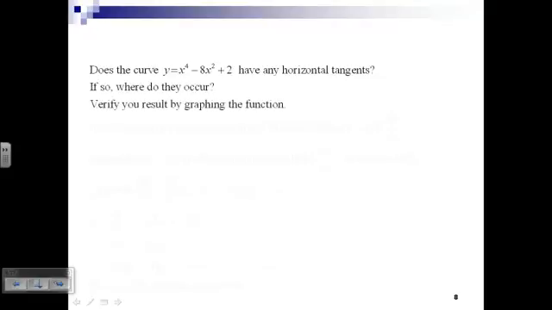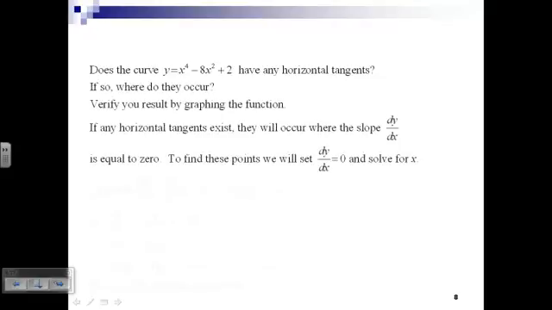We do that by taking the derivative of our function, finding dy dx, or y prime, whichever notation you choose to use. You should be used to all the different notations. We're going to find dy dx, or y prime. And what is dy dx going to be? Well, it'll be the derivative of our function, x to the 4th minus 8x squared plus 2. 4x cubed minus 16x. Where's the minus 16x coming from?